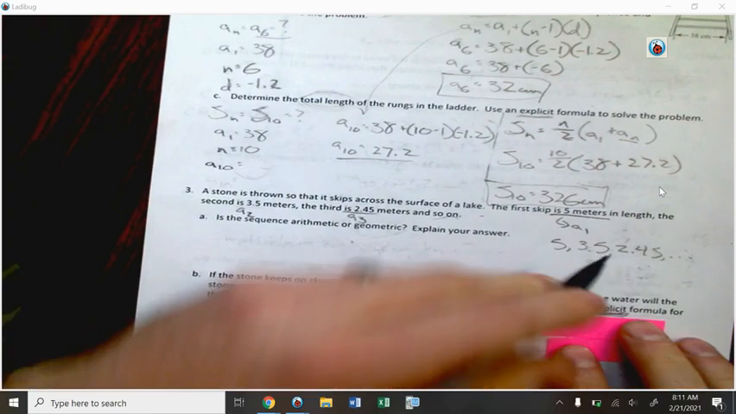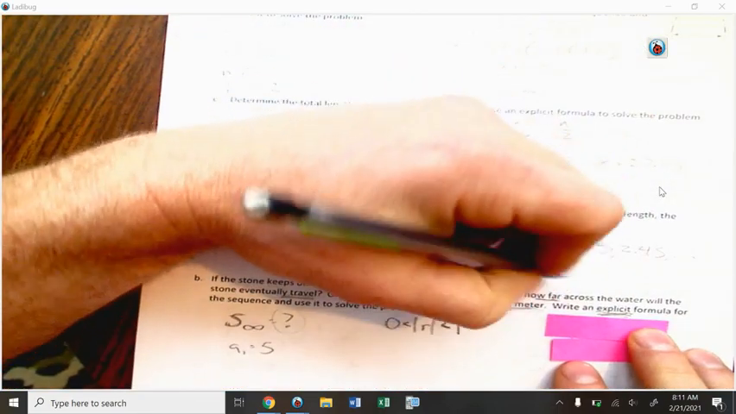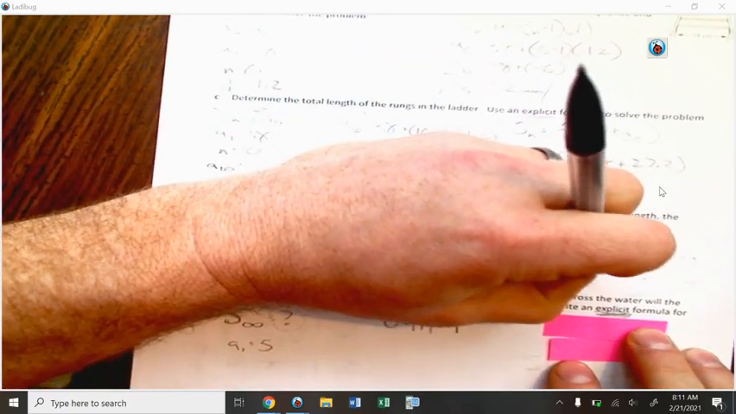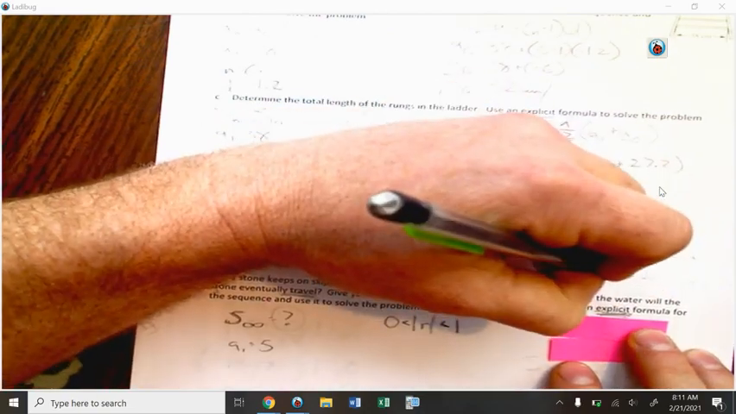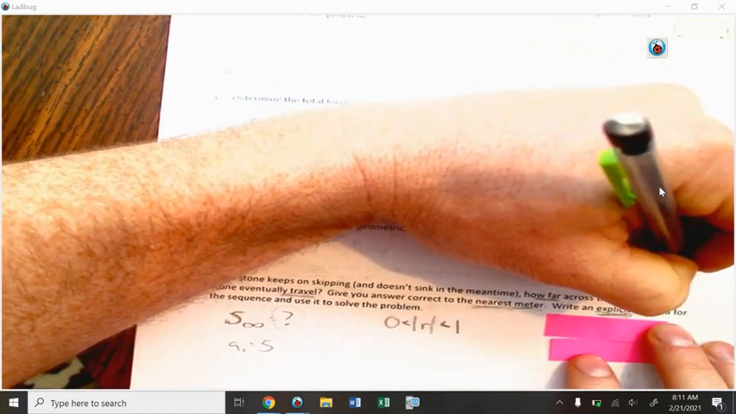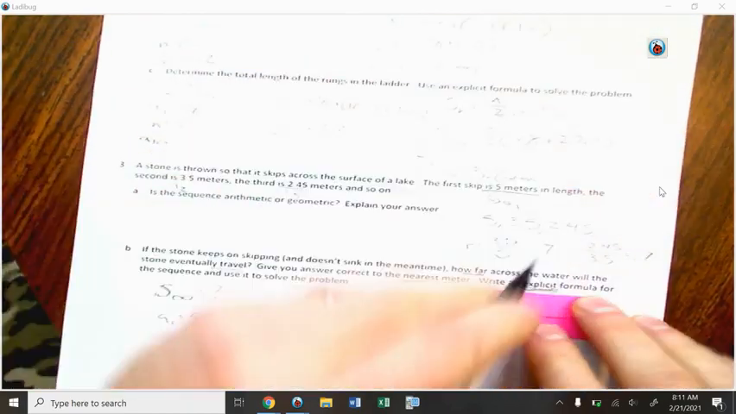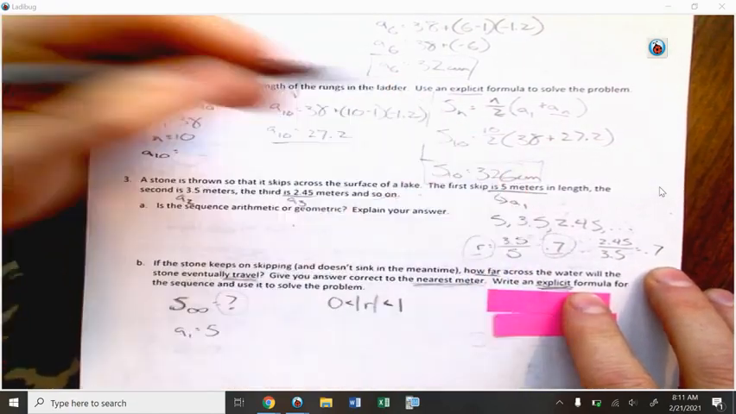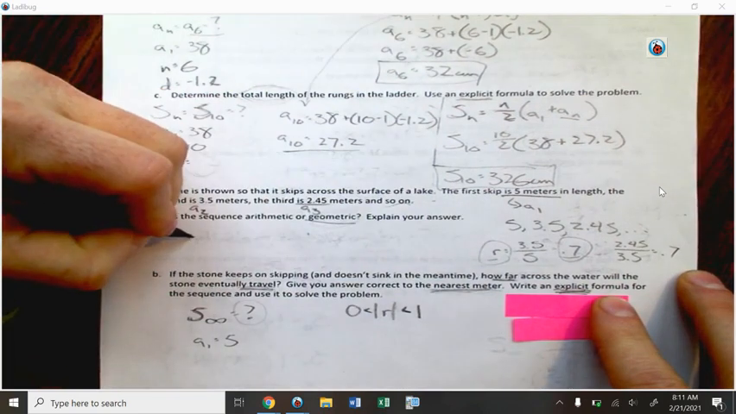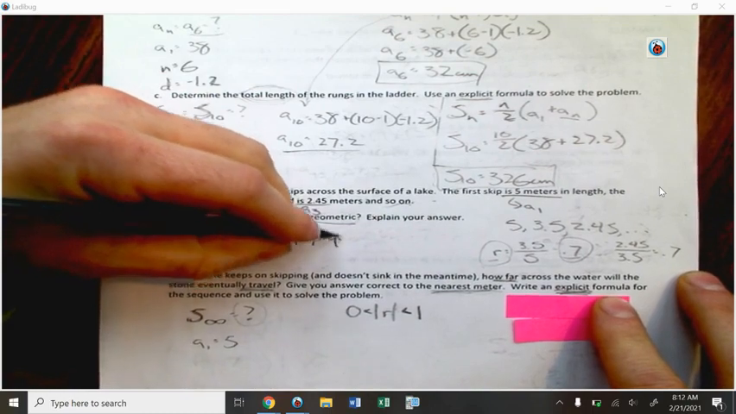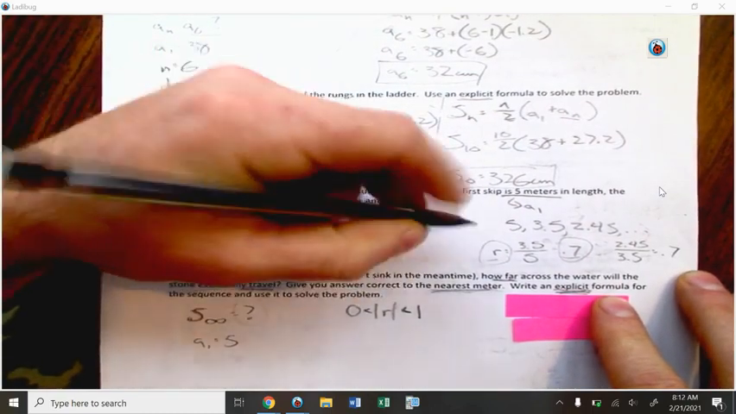So I want to see what my ratio would be. To find that ratio, I take the second term and divide it by the one before that. So 3.5 divided by 5 gives you 0.7. And I want to see if that's true for the other one. 2.45 divided by 3.5 also gives you 0.7. So yes, that's my common ratio, R, which is 0.7. I may need to circle that because I'll be going back to it. And it is geometric, because you're multiplying by 0.7 for each term.